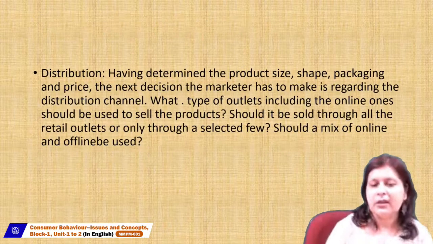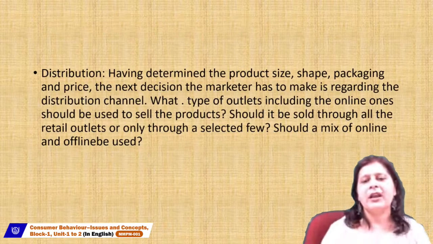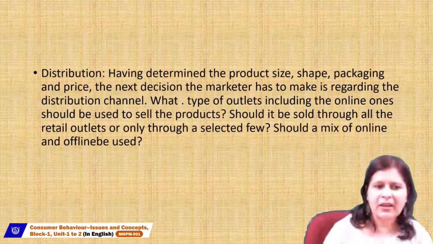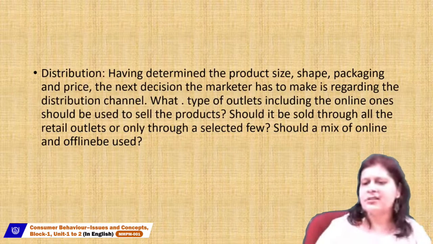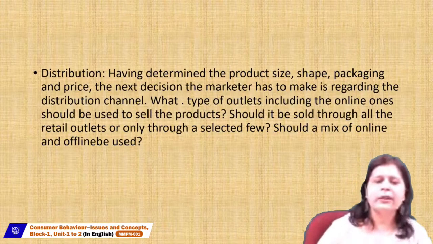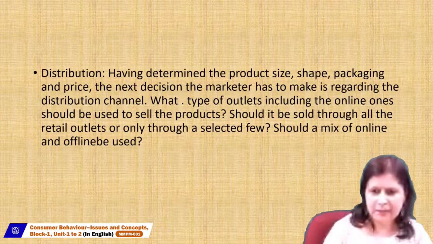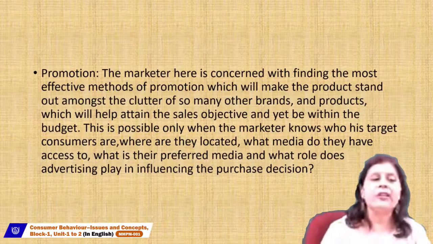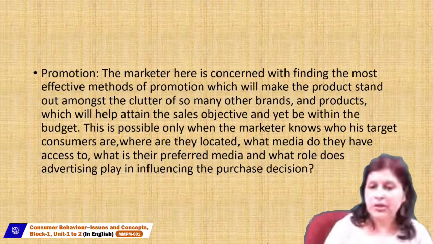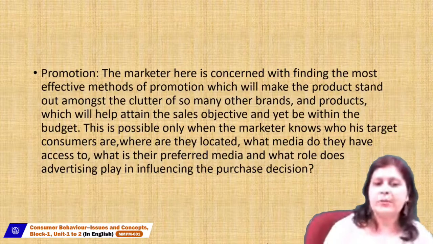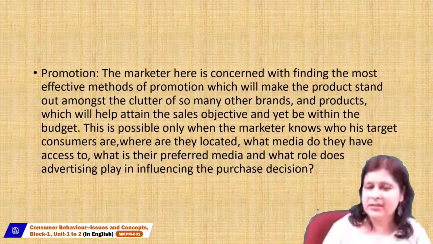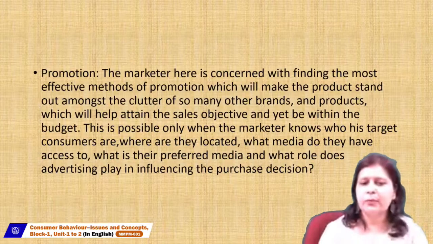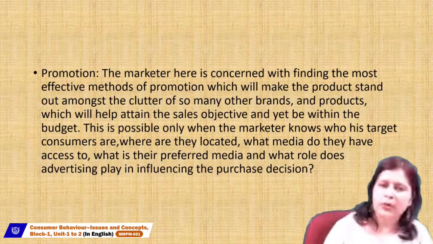Then the distribution. Having determined the product size, shape, packaging, and the price, the next decision is related to the distribution channel. What type of outlets, including online ones, should be used to sell the product? Then the promotion. The marketer is concerned with finding the most effective method of promotion which will make the product stand out amongst the clutter of so many other brands and products, help attain the sales objective, yet stay within the budget.